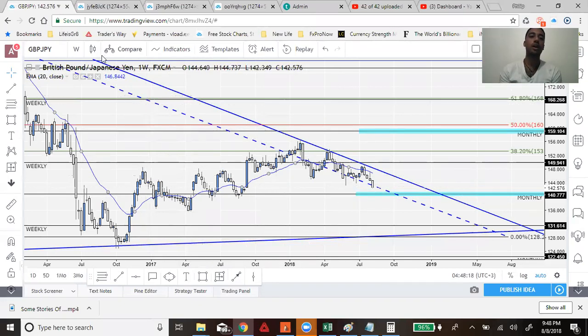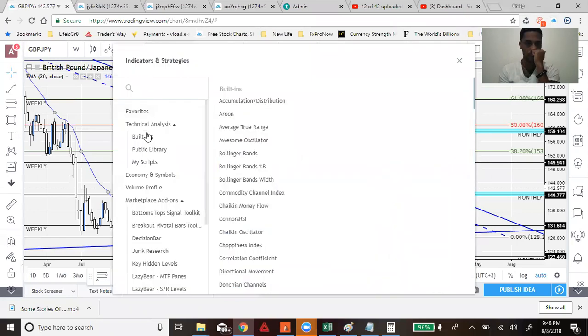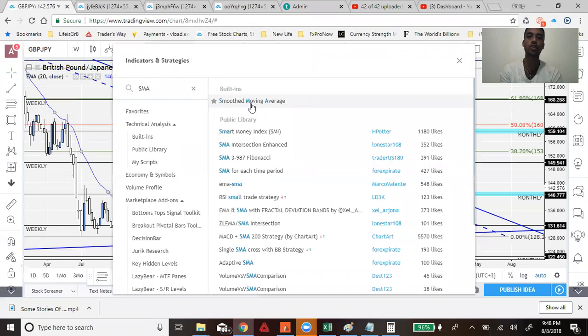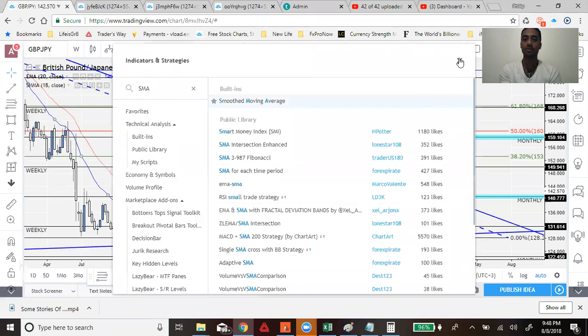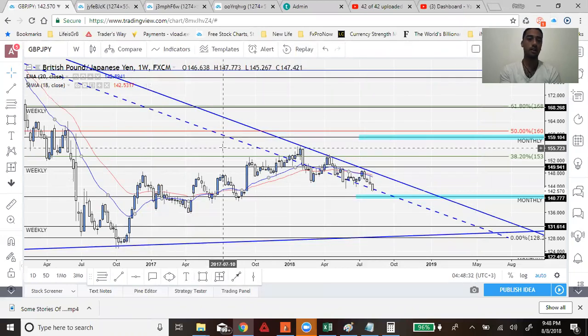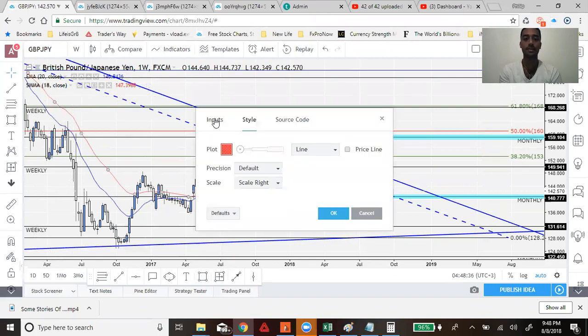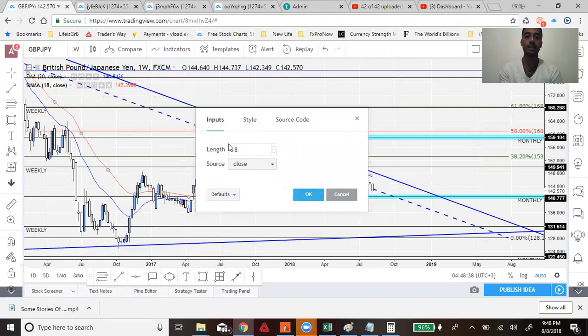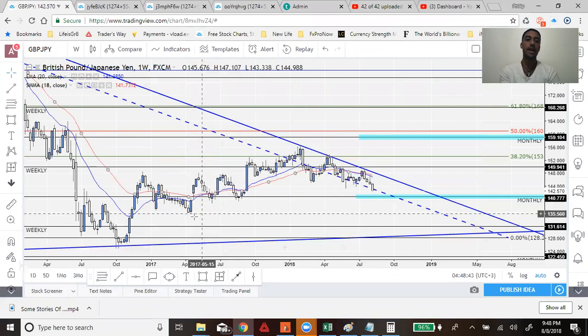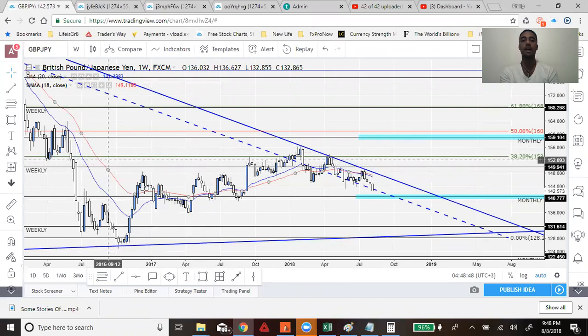Now, the other indicator that I'll add on here is the SMA, right? So the smooth moving average. This one I got from the first teacher that I got access to. And we're going to have that one at length 18, and for style, we'll put it as red. And just know when the red is below the blue, it's obviously a downtrend. And when the blue is above the red, it's an uptrend.